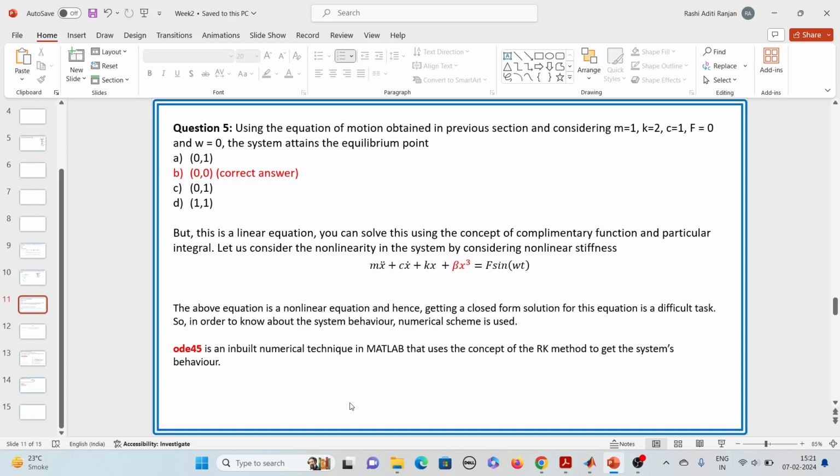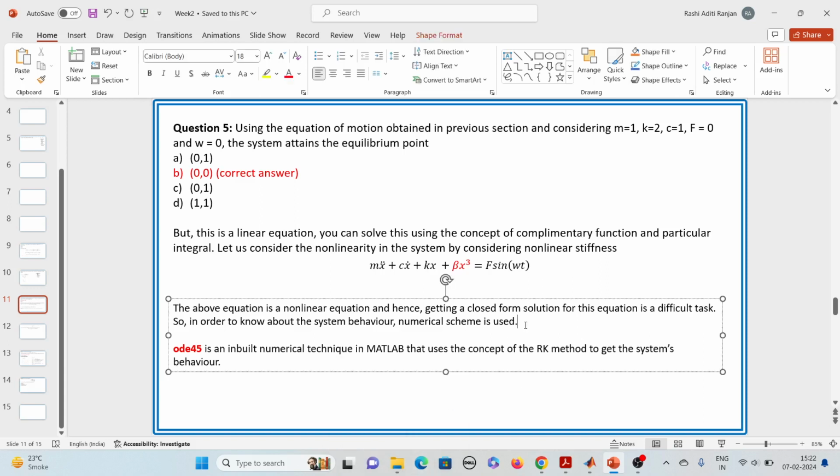So what do we do? For example, if I want to know the response of the system at t n plus 1, in order to compute that, I use the state of the system at t n. Then I compute the solution of the system at t n plus 1, and I try to keep the difference between t n and t n plus 1 very small, so that whatever assumption I'm using is correct for that particular interval. So using the numerical scheme, we can solve.